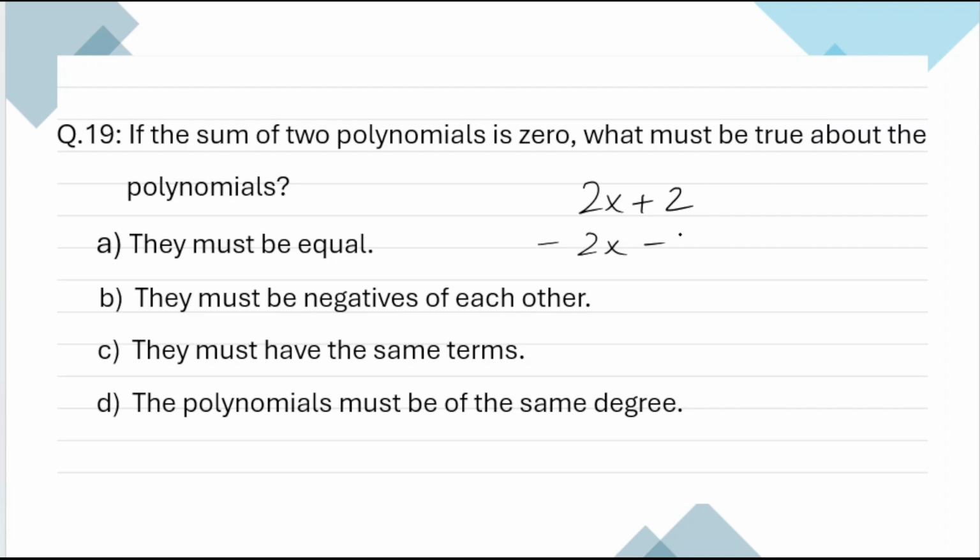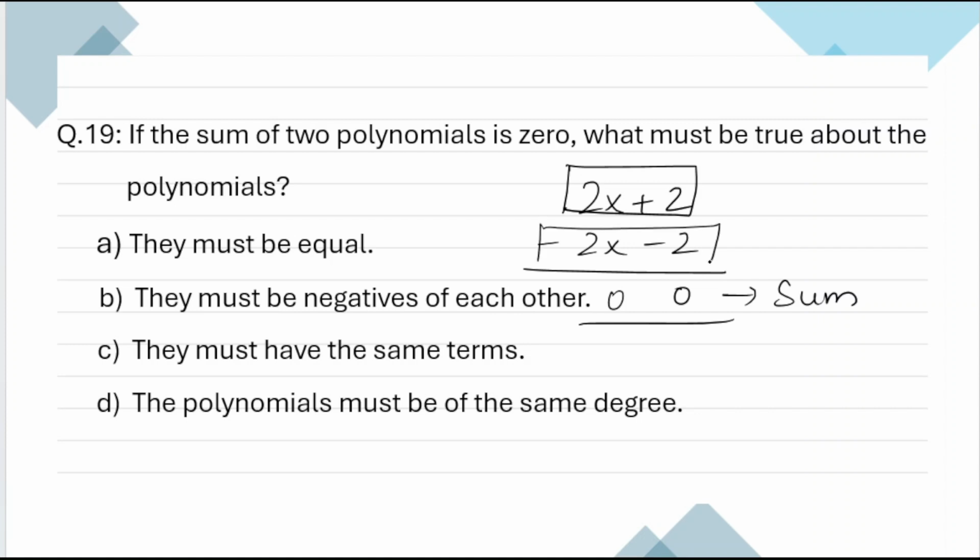Obviously, it needs to be the negative, because 2 minus 2 is 0. 2x minus 2x is 0. So if I am getting my sum as 0, what is happening? The first polynomial and the second polynomial are exactly the negatives of each other. They are of opposite signs, so they cancel each other and I get the sum as 0. So my answer would be option B. They must be negatives of each other.